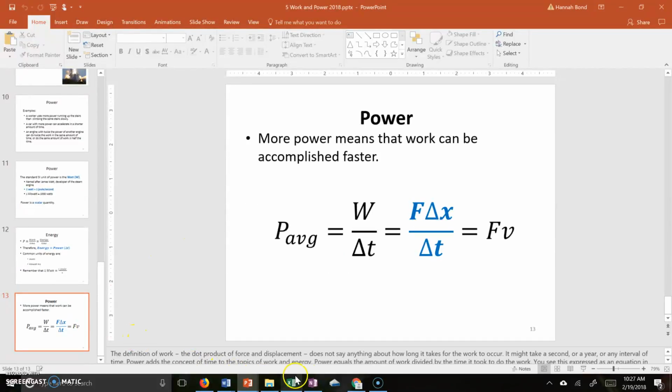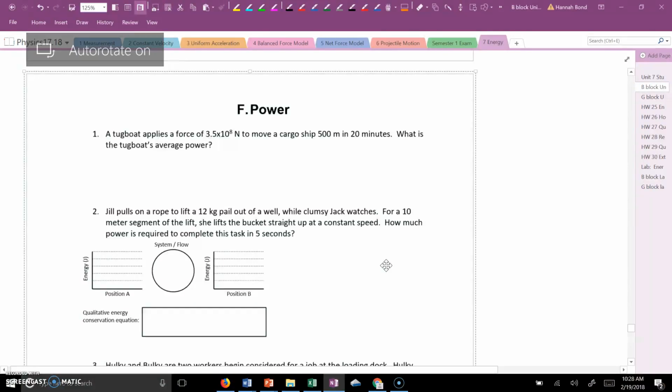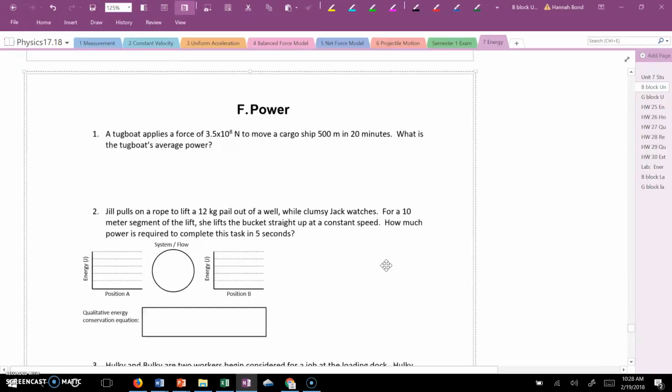Okay, there are several examples for us to go through in the student packet in section F, which starts on page 25. So let's work through some of these examples together. In number 1, it's talking about a tugboat that's moving a cargo ship. It applies a huge force, 3.5 times 10 to the 8th newtons, to move a cargo ship 500 meters, and it takes 20 minutes to do it.